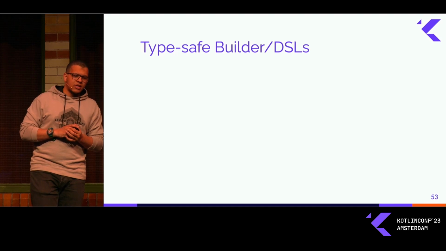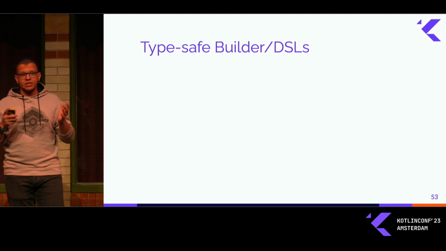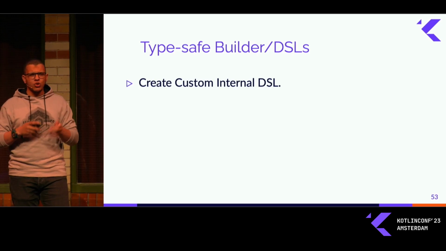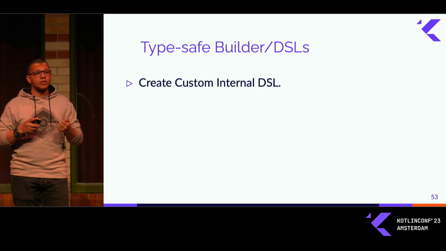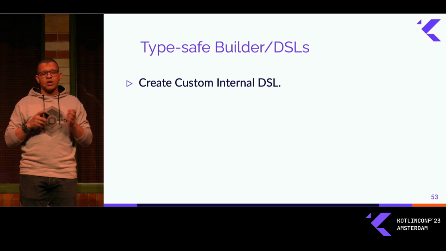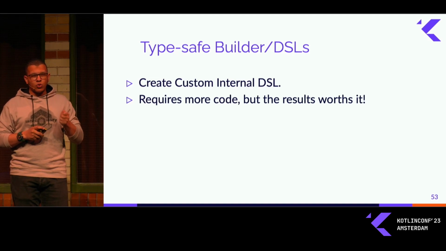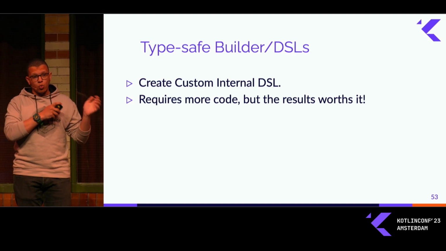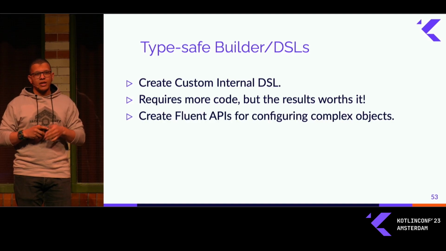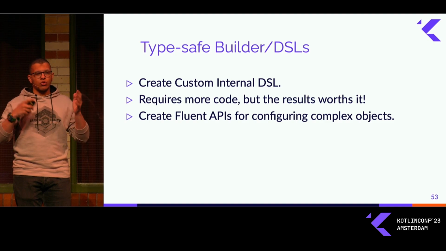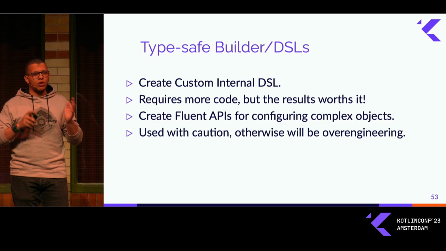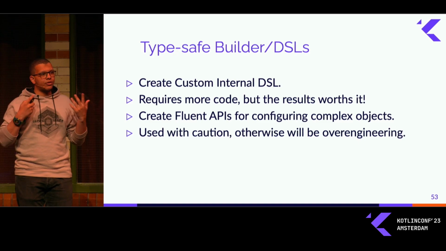All right. Typesafe builders and DSLs. This is the beauty. This is a great feature by the Kotlin team. It allows us to create a custom internal domain-specific language. That's the beauty of it. And it requires more code. Here, Kotlin isn't more concise, but the results are really worth it. It helps us to create a fluent API to configure complex objects. I will show an example here, but use it with caution. Otherwise, it will be over-engineering.